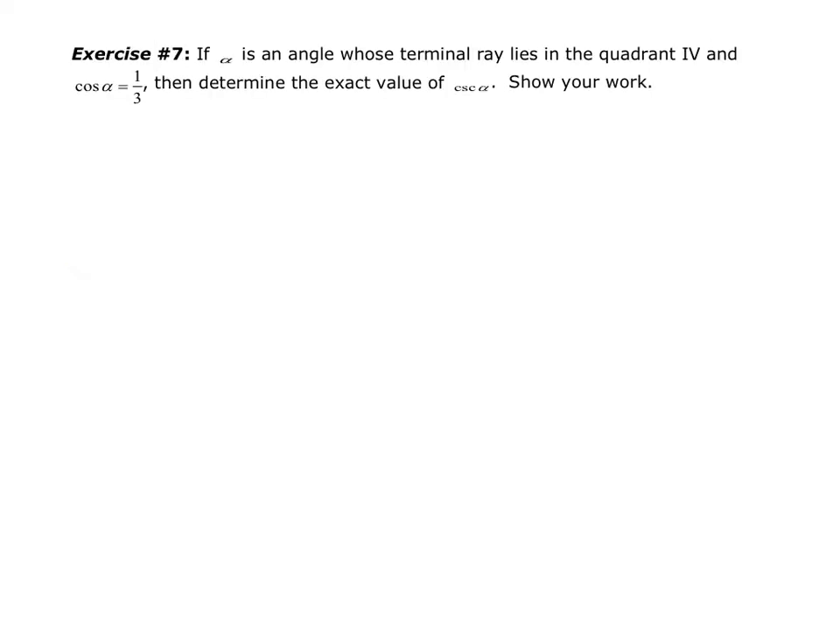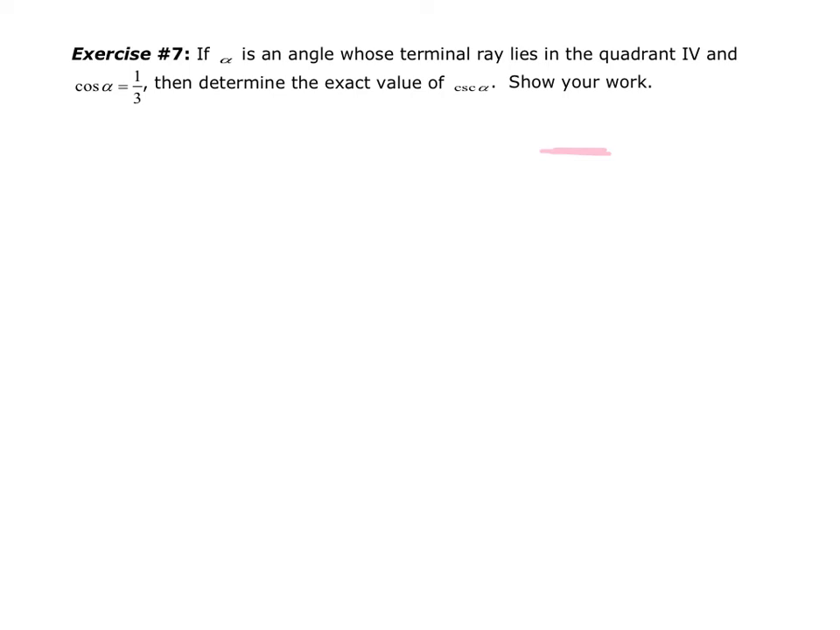Okay, number 7 says, and I don't know why it's all squished like that. I don't know why this happens whenever I convert it to a PDF, but if alpha is an angle whose terminal ray lies in quadrant 4, I'm just going to highlight that quickly because I'm sure that's important, and the cosine of alpha is 1/3, then determine the exact value of the cosecant of alpha. Show your work. All right, there's 2 ways to do this.